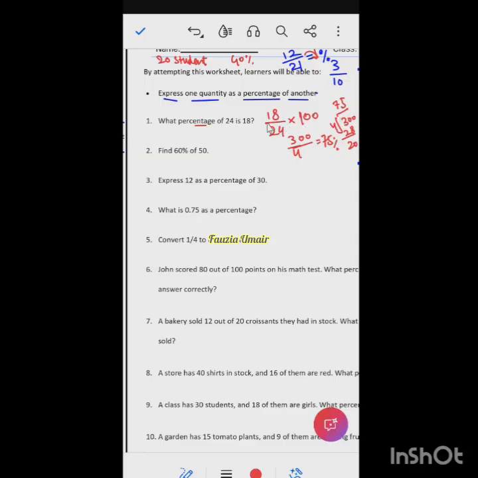Now I have simplified this. I can divide by 6. 6 threes are 18, 6 fours are 24. So in the numerator we have 300 and in the denominator we have 4. If you divide 300 by 4, you get 75%. This is your answer. So if we talk about 18 out of 24, that means we are talking about 75%. Is it clear now?